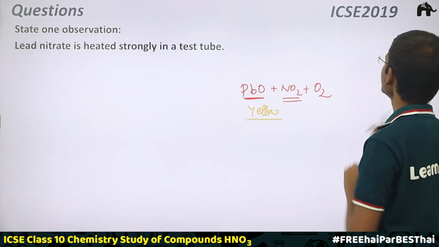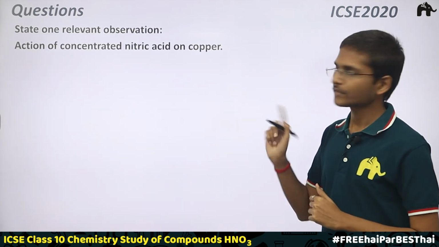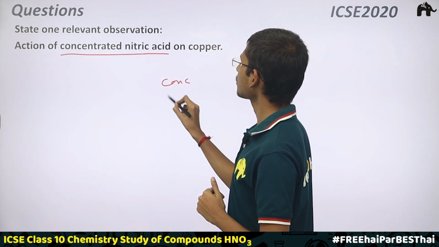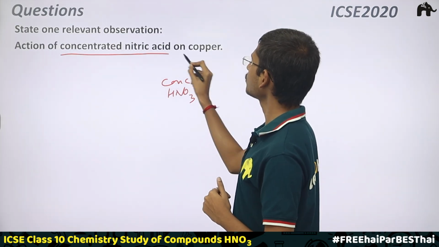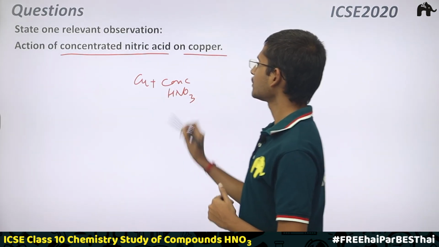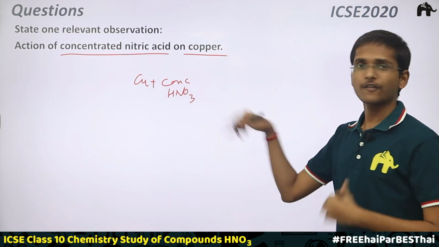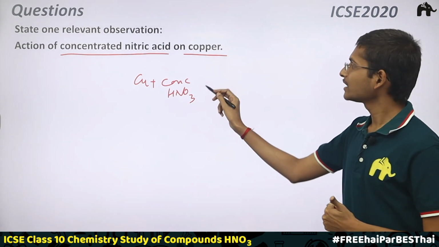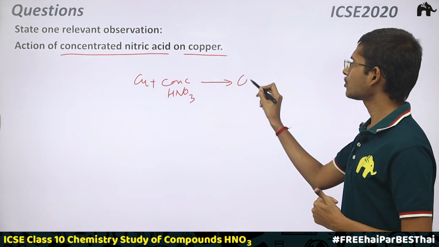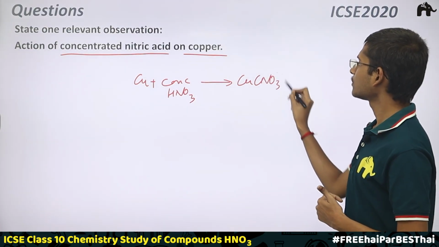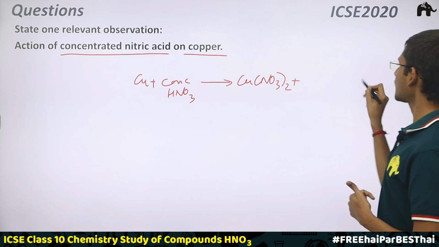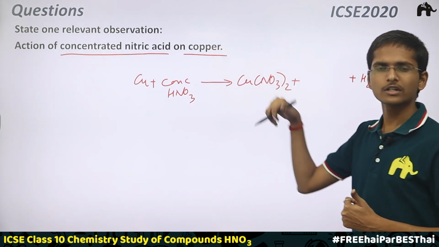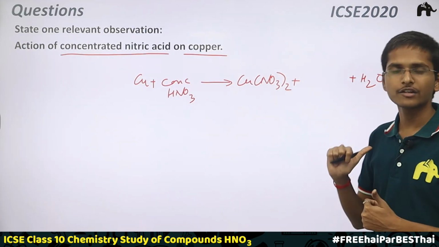Moving ahead. State one relevant observation: action of concentrated nitric acid on copper. Now we have studied that if hot dilute nitric acid or concentrated nitric acid is used, we get copper nitrate. And the other product is water, which is the same for hot dilute nitric acid and cold dilute nitric acid. Copper nitrate and water.